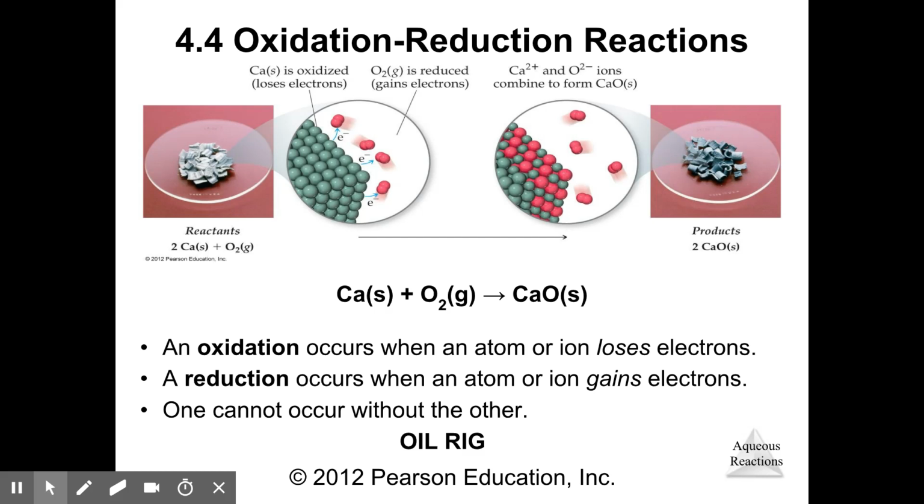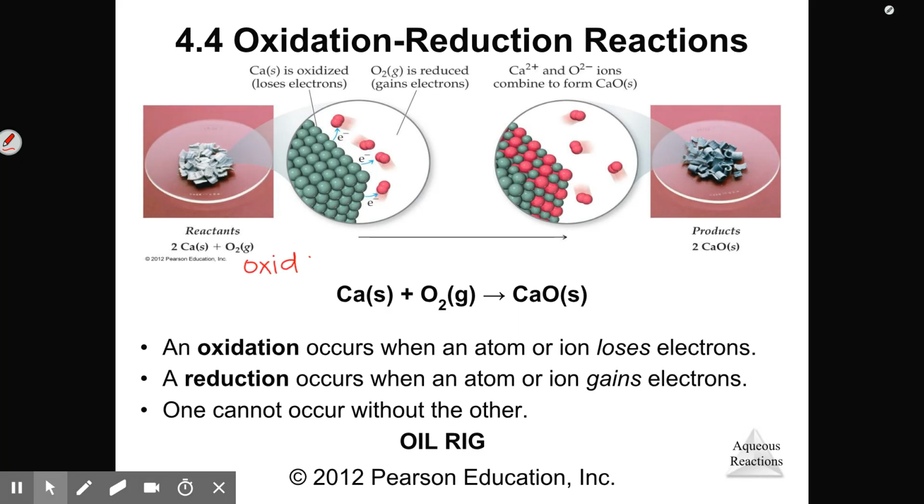So the oxidation occurs when we lose. We can remember that by the word OIL. Oil is oxidation is loss. And when you lose negative electrons, remember you're going to become more positive. And then reduction is gain of electrons. And when you gain negative electrons, you're going to become more negative in your charge.